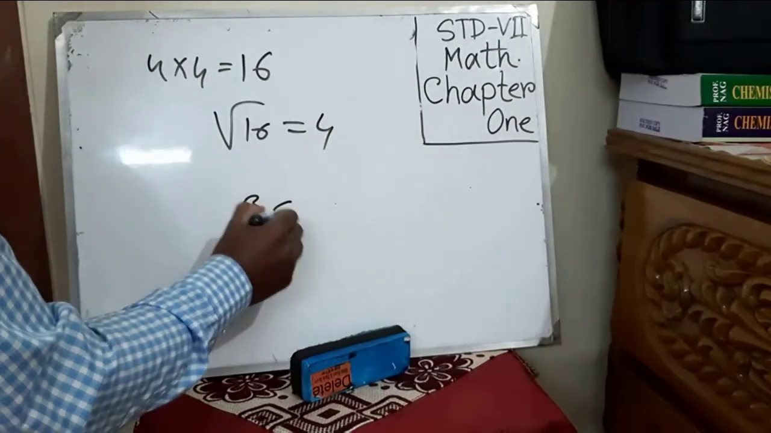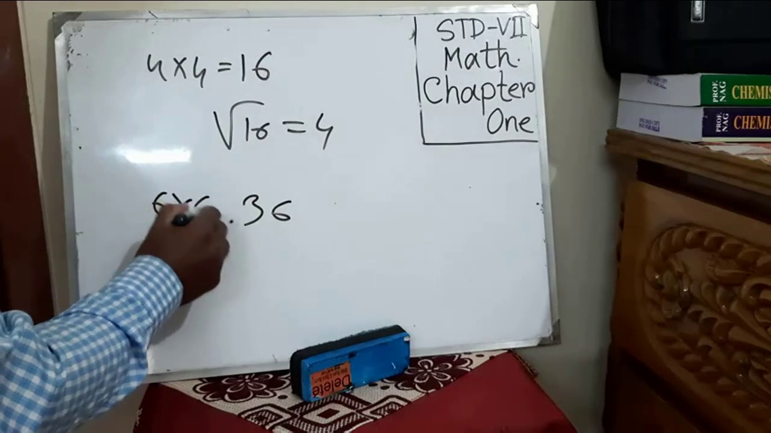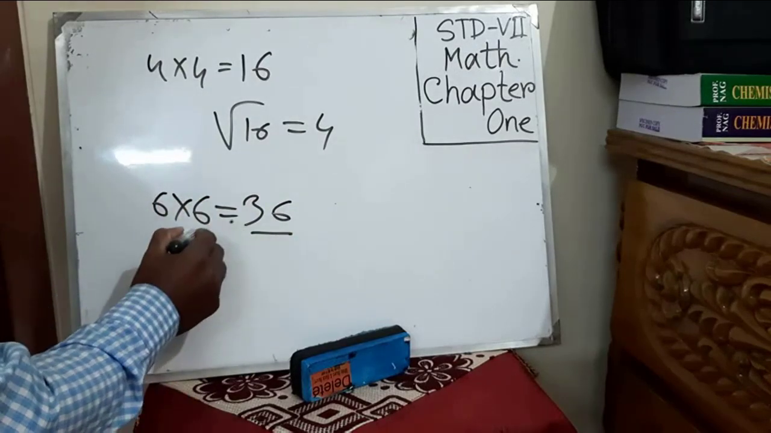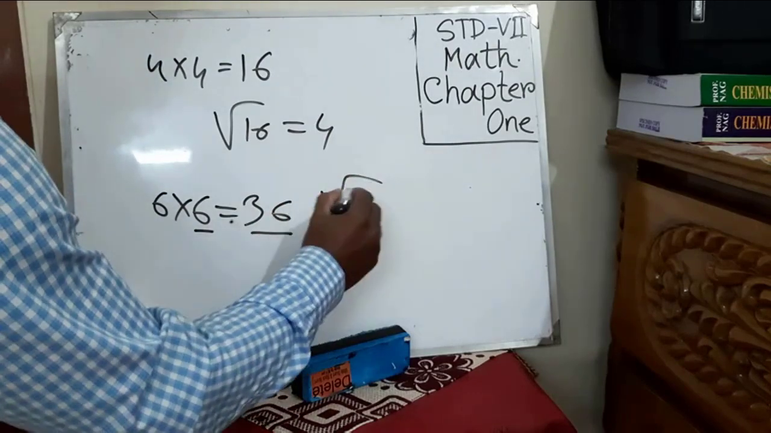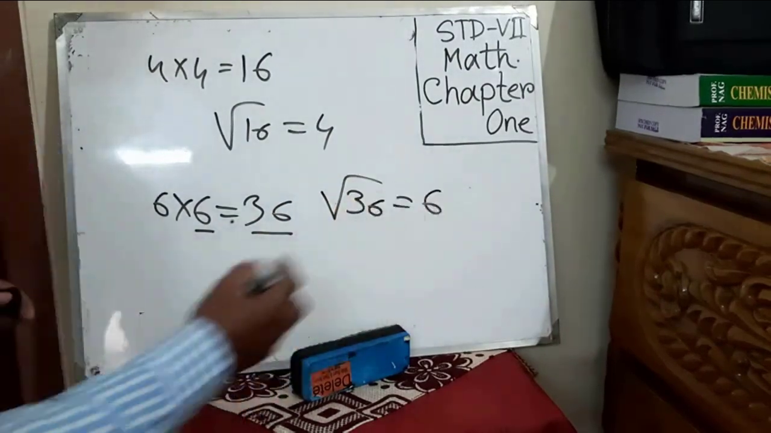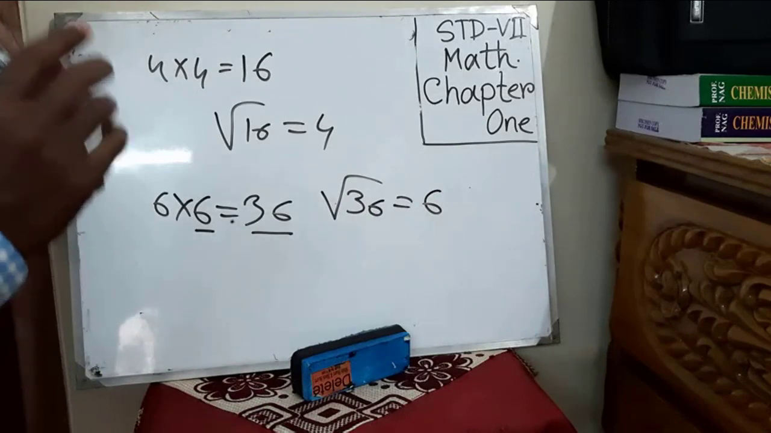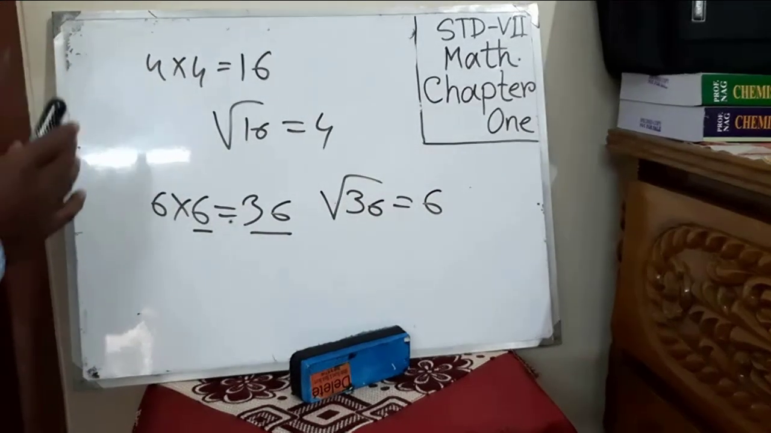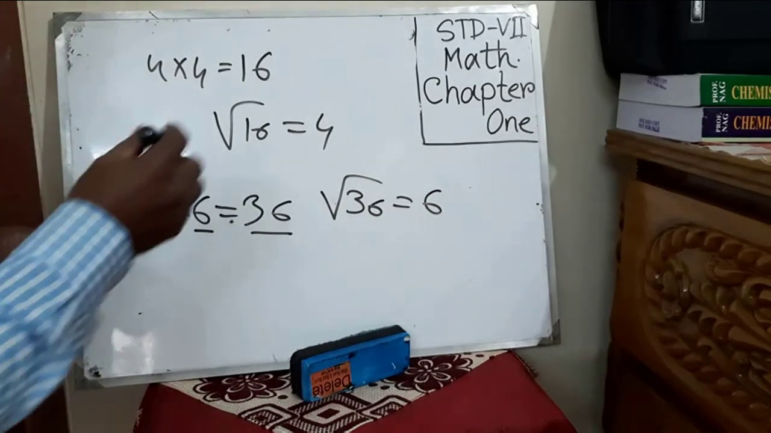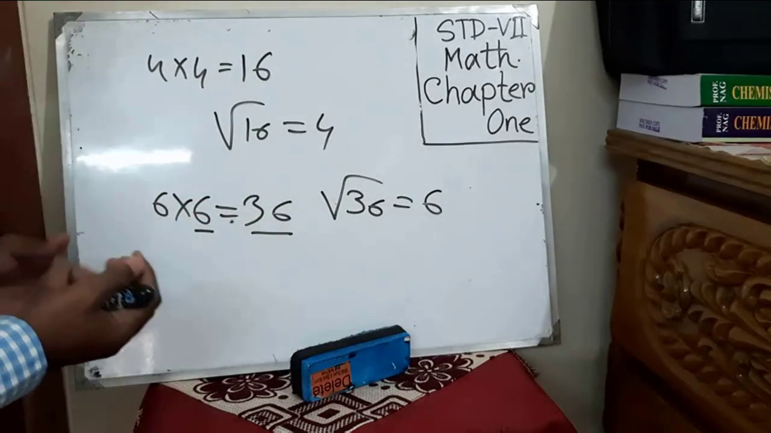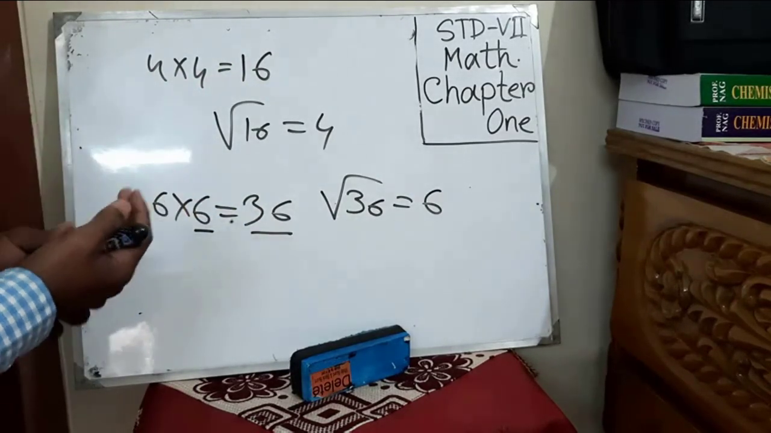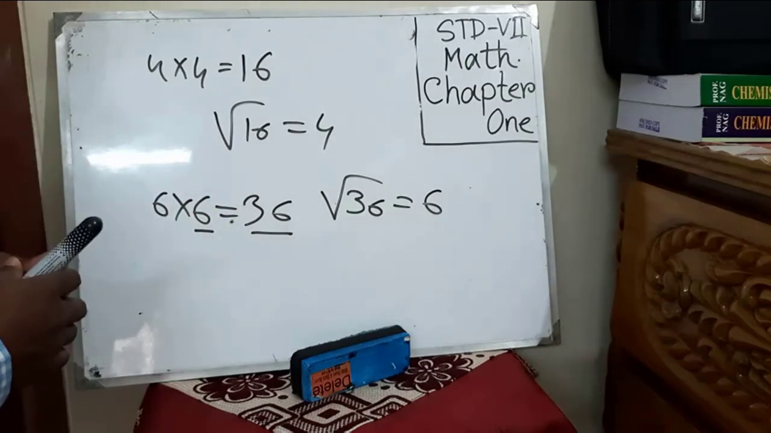If I write 36, then 6 times 6 is 36. This is the square number and 6 is the square root. The square root of 36 equals 6. So we have already learned what a square number and a square root are. But look, 16 and 36 are simple, small numbers. It is very easy to find their square roots.